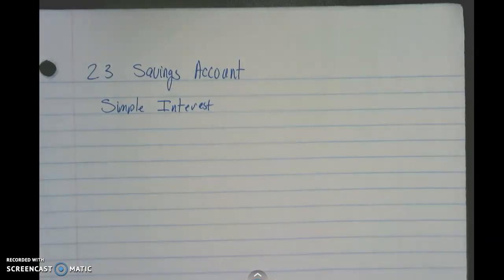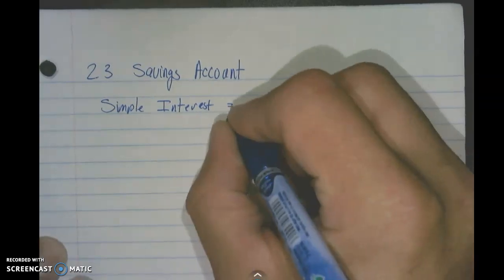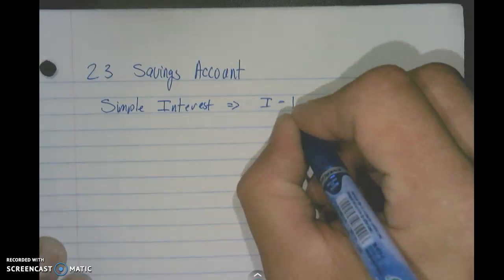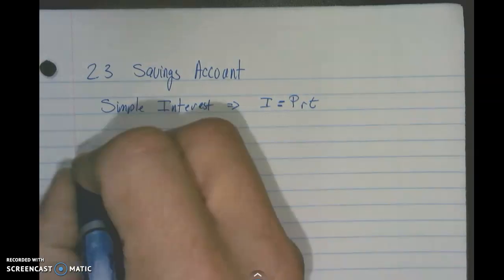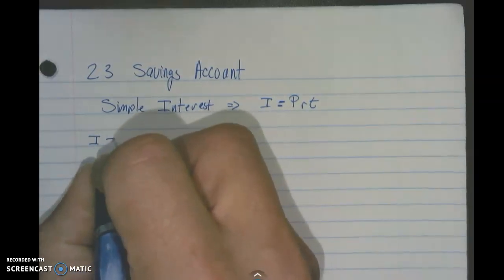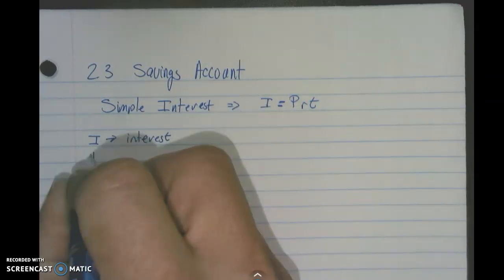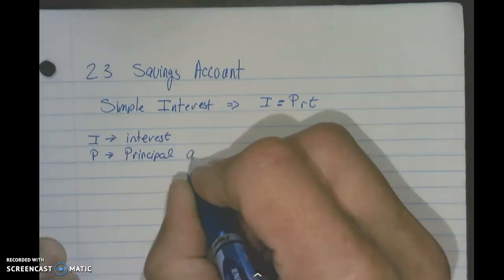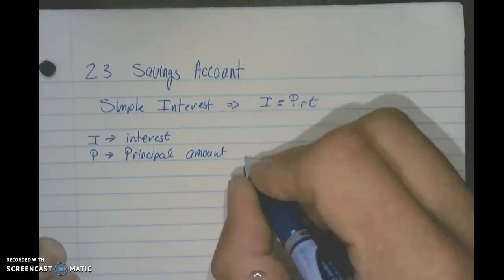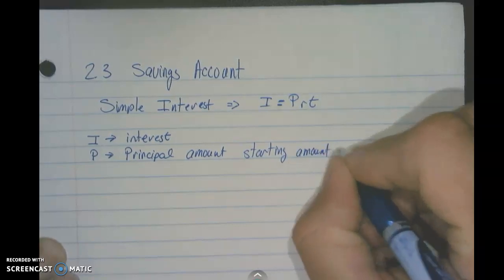This is our simple interest. So we're working with the new formula today. Our formula is simple interest. It is I is equal to PRT. Okay? Where I is your interest. P is your principal amount. And what principal means is the starting amount of cash.